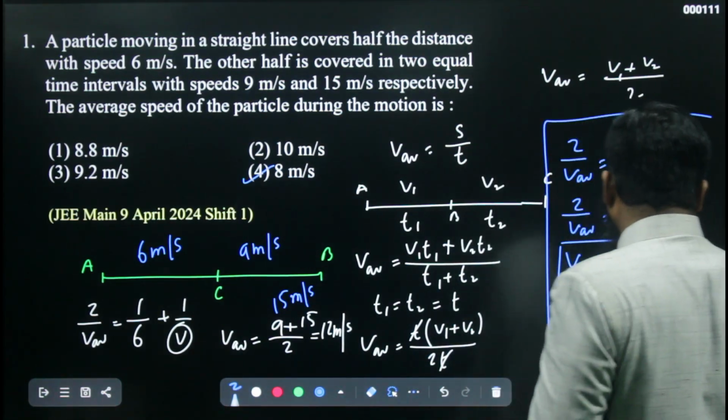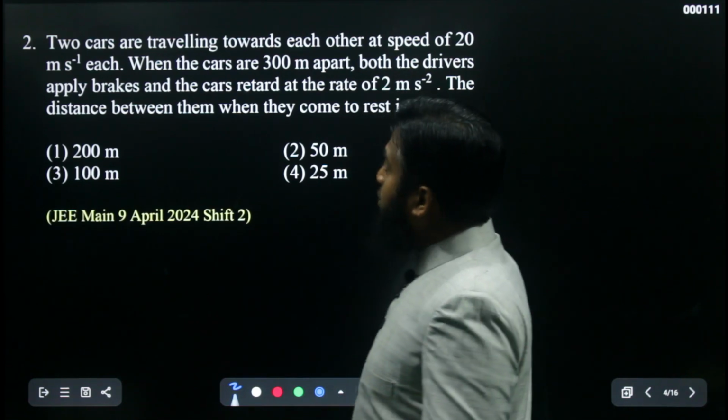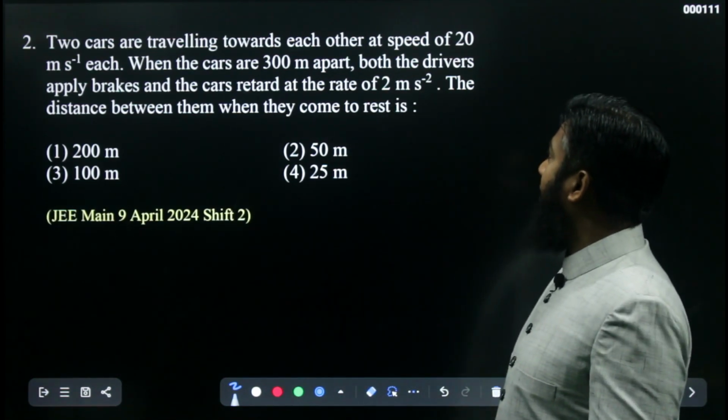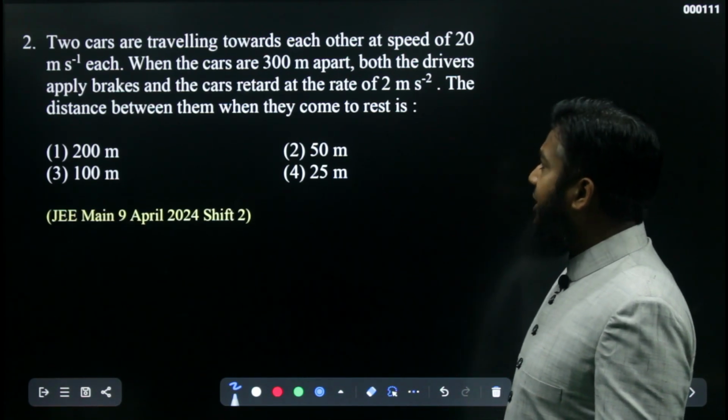Okay, let's move on to the next question. This is the second question. Two cars are travelling towards each other at speed 20 meter per second each. When cars are 300 meter apart.